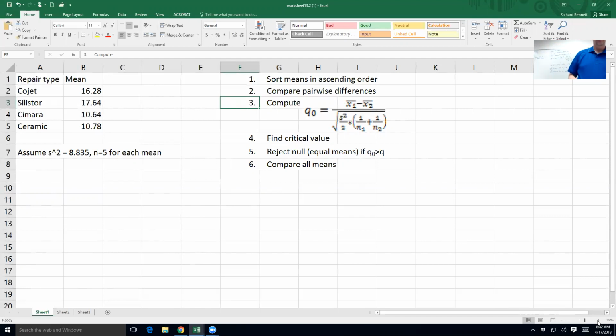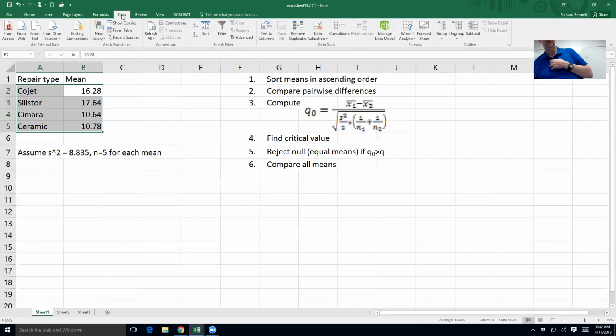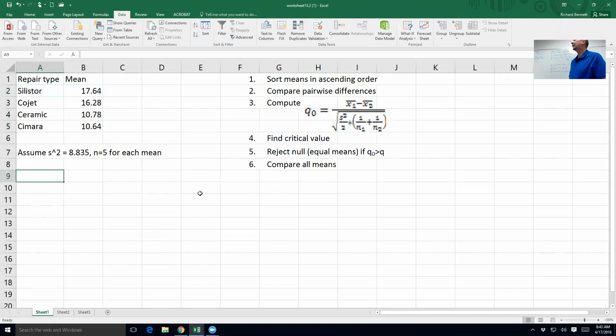All right, so here's the deal. I've got the directions here. The first thing we're going to want to do is sort these means in descending order. This isn't super critical, but it just keeps you honest. I sorted it in ascending. Let's go to descending order.